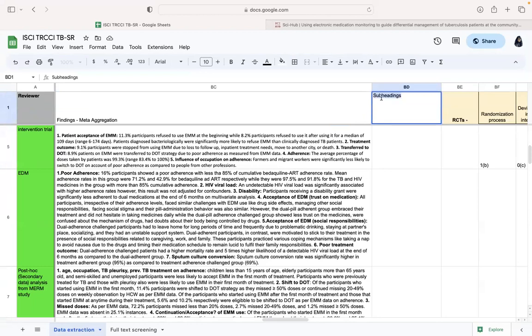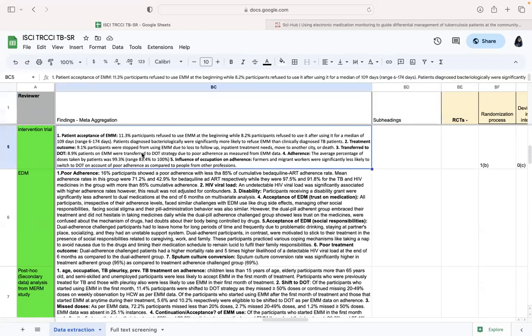All right. And these subheadings are nothing but the subheadings that we will be using in our manuscript in the discussion part. All right. Okay. So I have taken this one paper. This is a systematic review on assessing the effectiveness of medication event reminder box in tuberculosis patients.